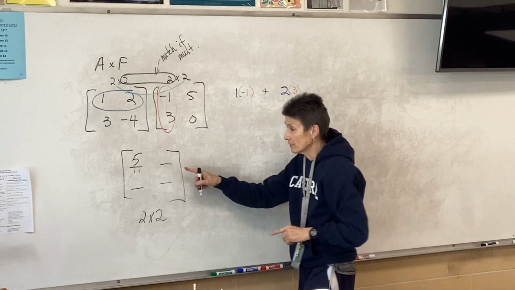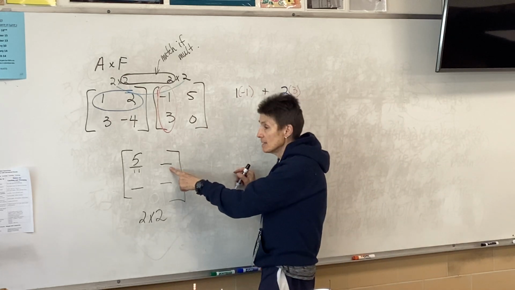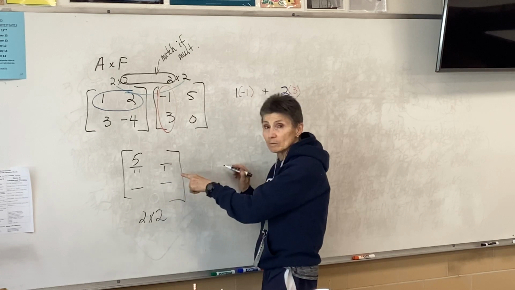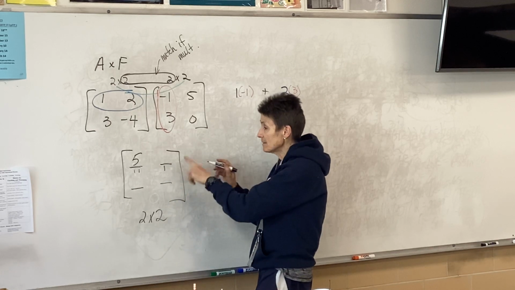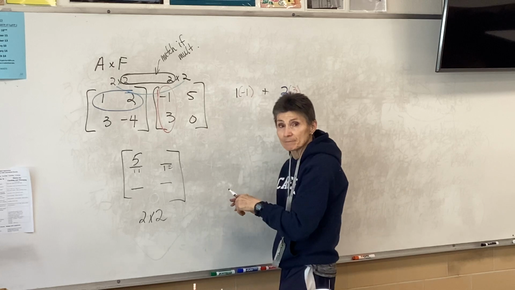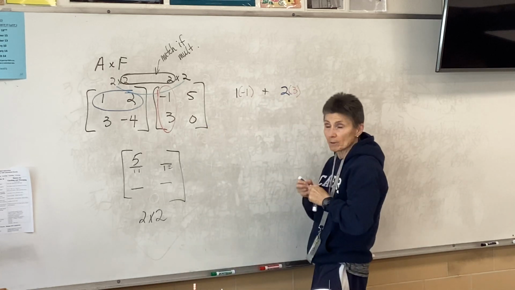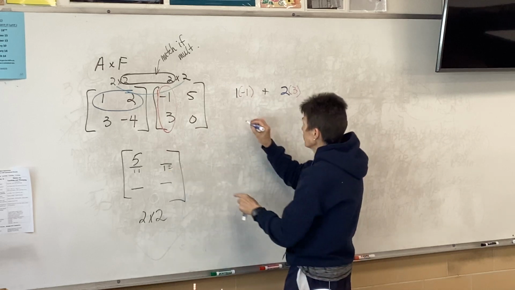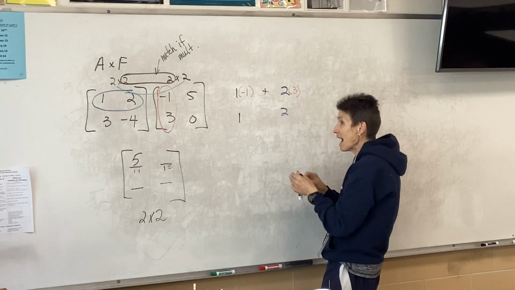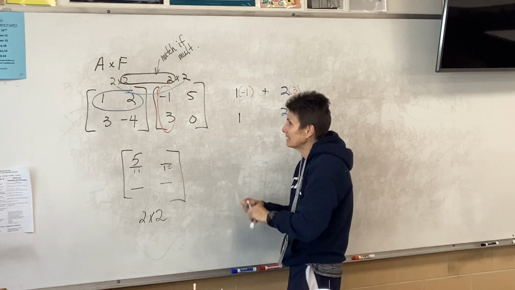So let's come over here. Now what spot is this? This is still the first row, but now it's in the second column. So I'm still going to use my first row numbers, 1 and 2. But now I'm using my second column.